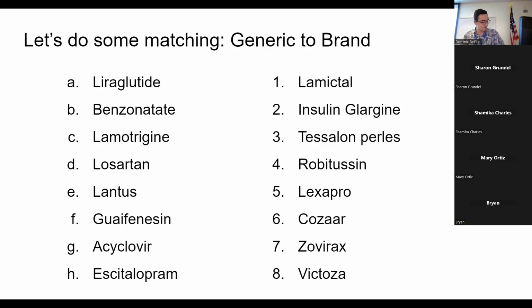All right. What's next? Is D 6? Yeah, very nice. So D is 6. Losartan is otherwise known as Cozar. So what type of drug is losartan? For high blood pressure, very good.